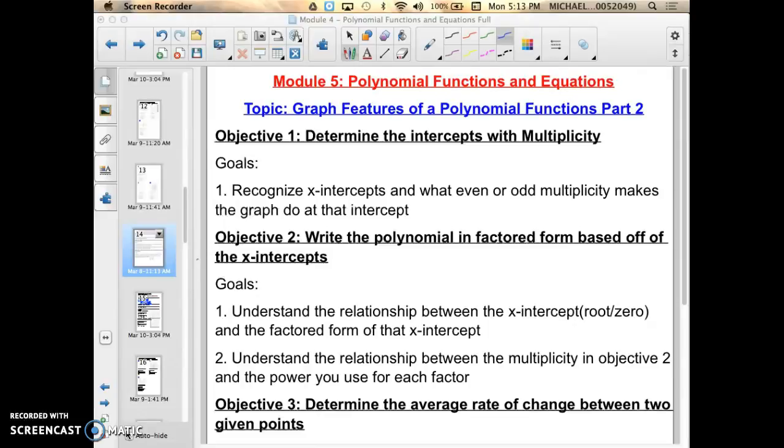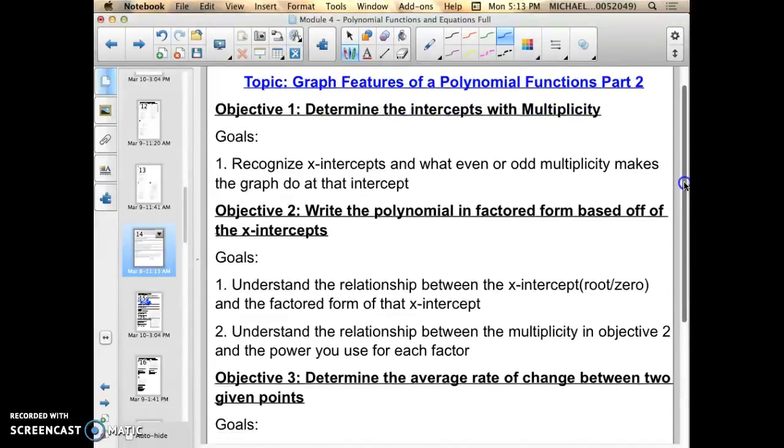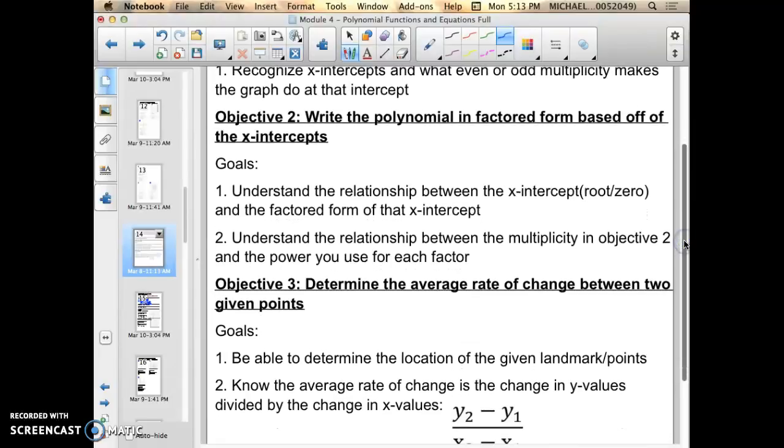And then objective 2 is to write the polynomial function in factored form based off of the x-intercepts with multiplicity you found in objective 1. So the goals there are to understand the relationship between the x-intercept, and I put root equals 0 because it's the same thing, and the factored form of that x-intercept. That's really key, and we're going to talk about that. And then understand the relationship between the multiplicity you found in objective 1 and the power you use for each factor when you write it in factored form.